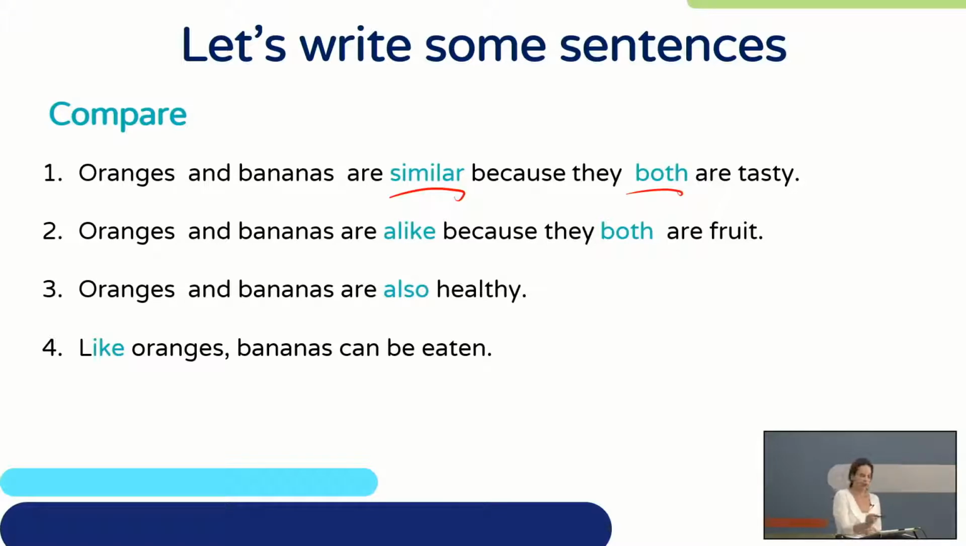Number 2, I also have the words alike and both. These words also are signal words to show me that I am comparing or saying how two things are the same. Number 3, also here is my signal word for a comparing sentence. And number 4, like oranges, bananas can be eaten. So the word like also shows me that I am comparing things.